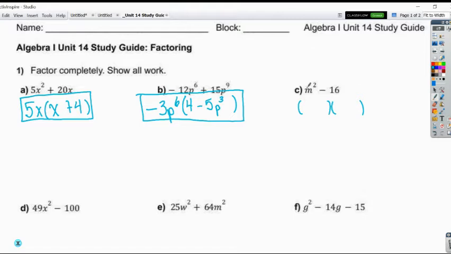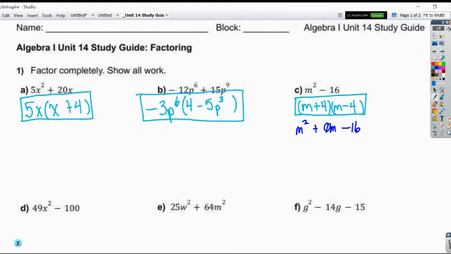M squared, take the square root of that, you get an m and an m. 16, take the square root of that, it's 4 and 4. One's a plus, one's a minus. That will make sure that the middle term cancels out as you multiply when you check your answers, check your work. If you didn't see that right away, you can also rethink this as m squared plus 0m, because I'm not adding anything in the middle term, minus 16.